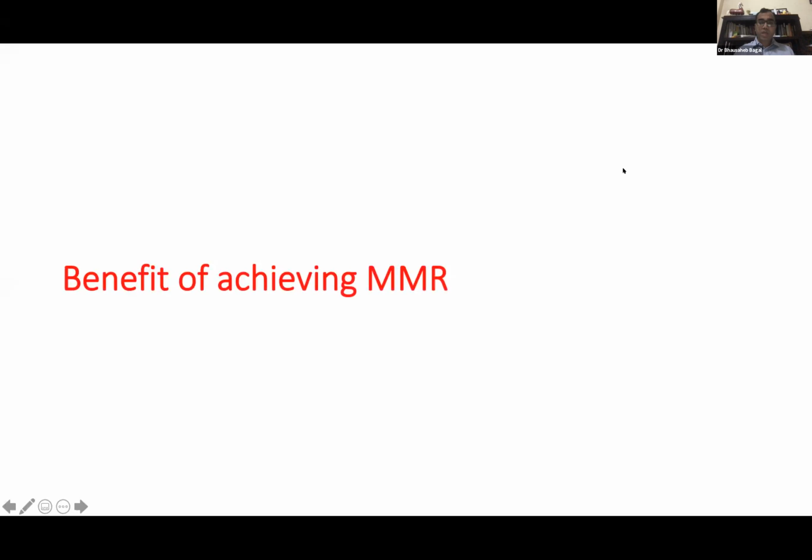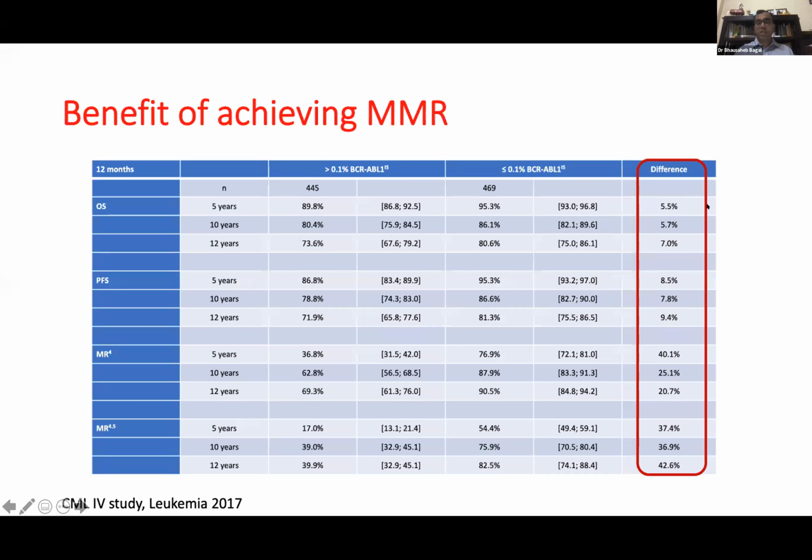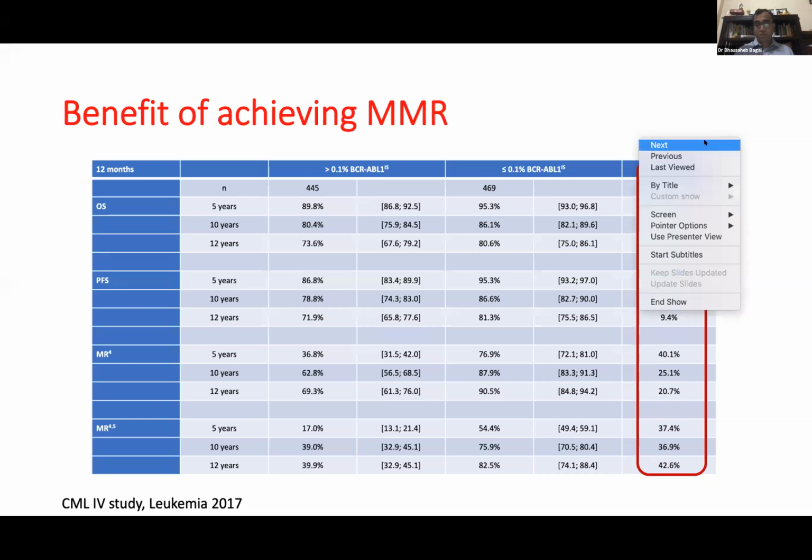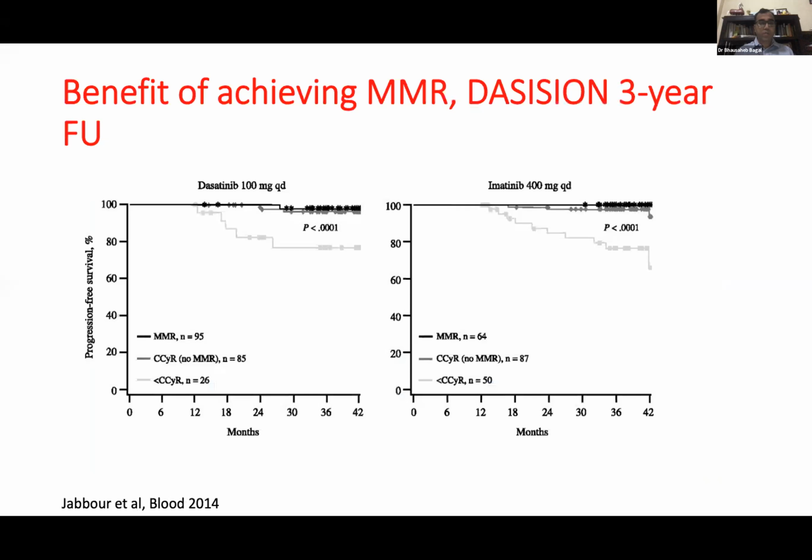We move on to MMR, and this is an important landmark point. And as you could see, this is again from the CML4 study. If you achieve MMR, your overall survival and progression-free survival, and MR4 and MR4.5, is better. But these included patients who had MMR, be it with cytogenetic response or without cytogenetic response. So definitely there are going to be interactions as far as other endpoints are concerned, but achieving an MMR is important. And if you are monitoring a patient only with PCR, then you should vouch for this endpoint.